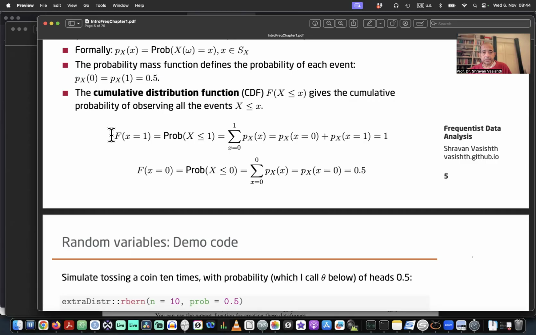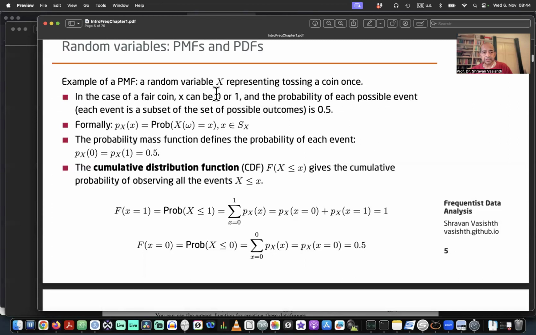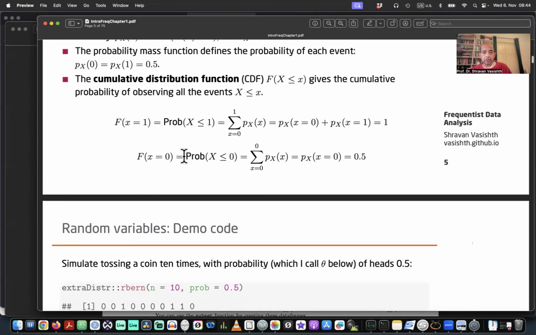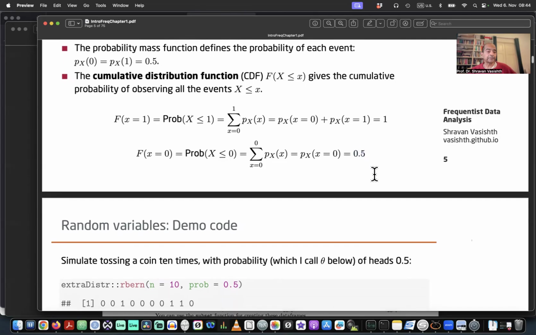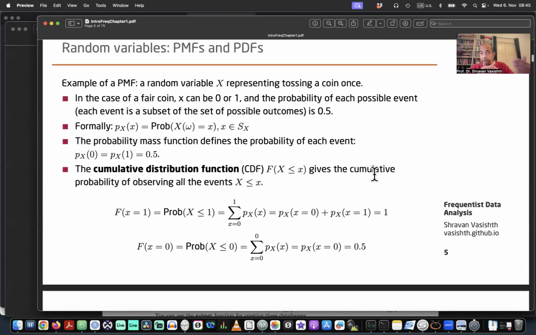So that's the purpose of this cumulative distribution function. This is the information that it gives you. In a similar way, you can ask, what's the probability of observing 0 or something less than that? Well, there's nothing less than 0 in this particular experiment, because the only elements in the support of X are 0 or 1, right? Therefore, the cumulative probability of observing 0 or something less than that is going to be 0.5, because it's just the probability of observing 0. So that's the purpose of the cumulative distribution function, to give you this cumulative probability. And you'll see very soon why that's needed. Okay?